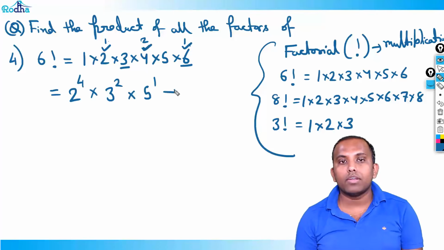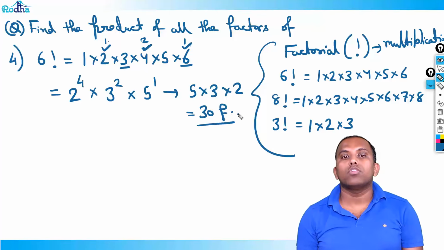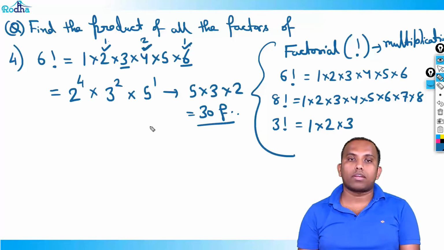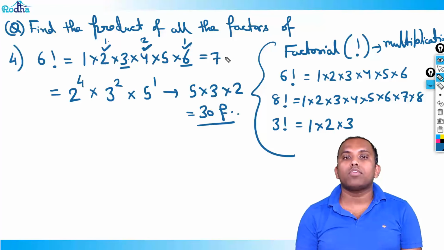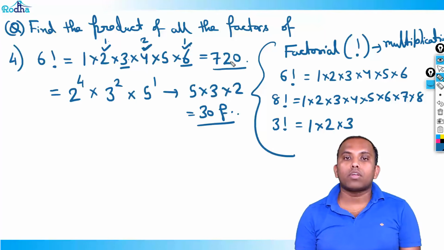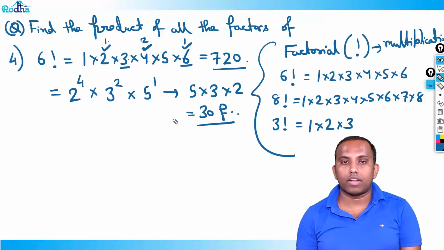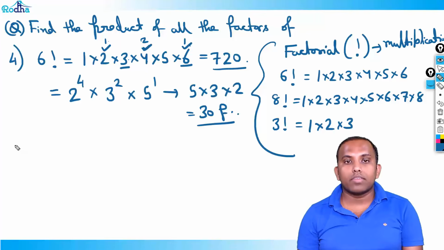So 6 factorial is 2 raised to 4 into 3 square into 5 raised to 1. How many factors? 5 into 3 into 2, that is 30 factors. So 6 factorial has got 30 factors. We can write the value also: 6 into 5 is 30, into 4 is 120, into 3 is 360, into 2 is 720. So 6 factorial is nothing but 720, and it has got 30 factors. Okay, so what is the answer in this case now?